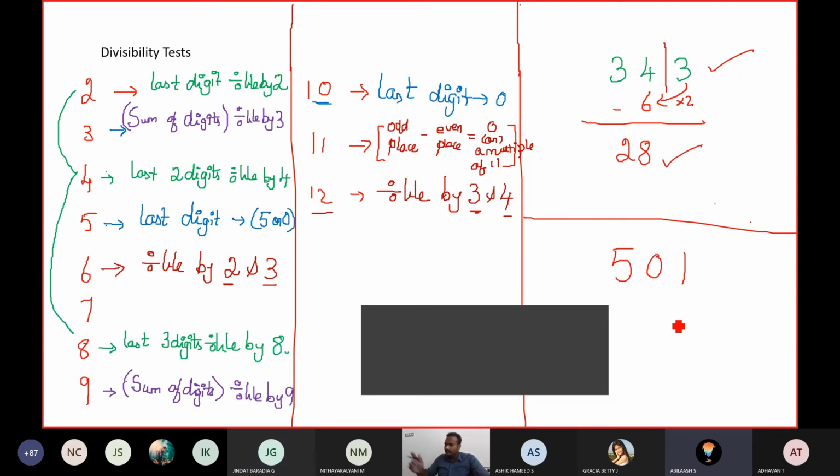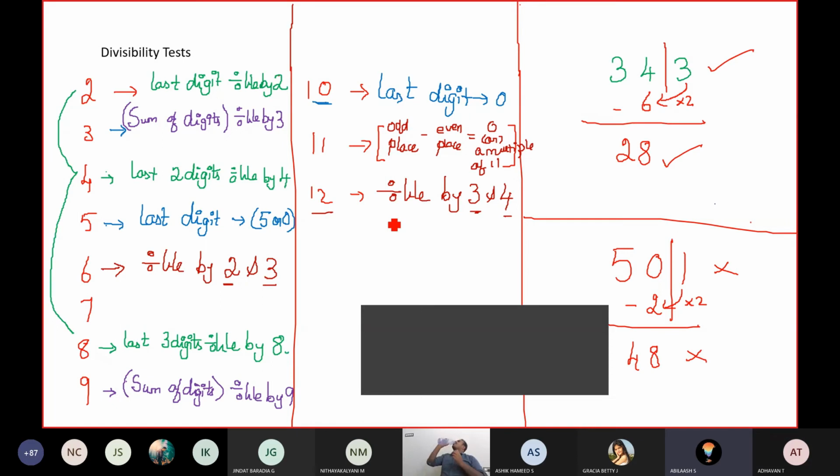It's not. Very good. It's not divisible because the last digit into 2 gives you 2. The difference is 48. Unfortunately, 48 is not divisible by 7. So this is also not divisible by 7. Hope you guys are clear with everything that we have seen so far. Shall we move on to a few questions based on divisibility rules? Are you guys ready?